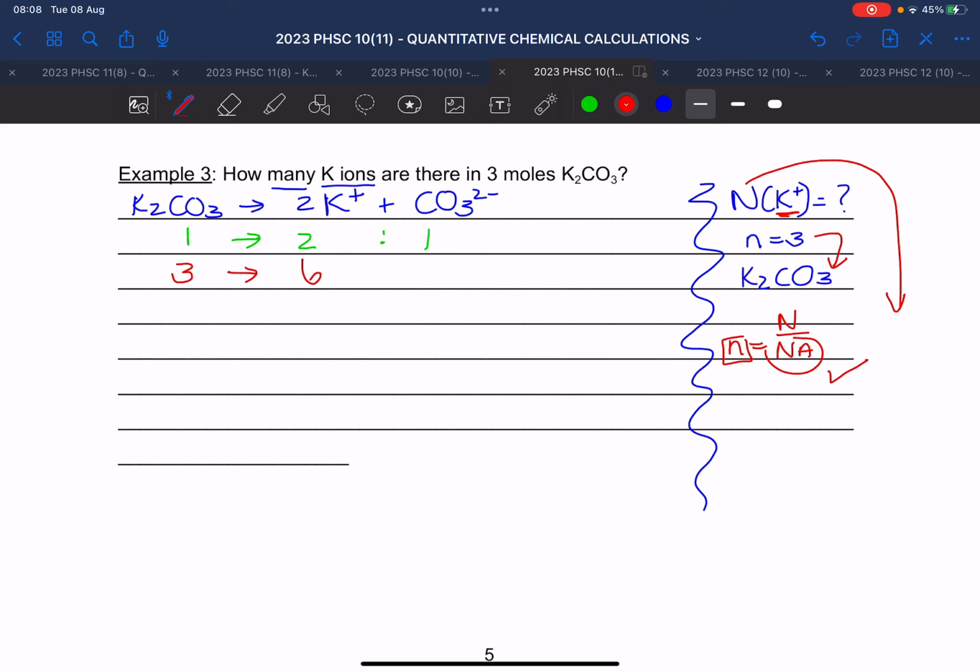So now I can go to my equation. Now I can say n is big N over N_A. My moles is 6. I want to get the number of particles, and that is Avogadro's number that you'll find on your data sheet.